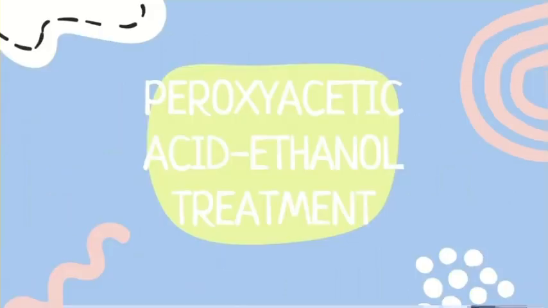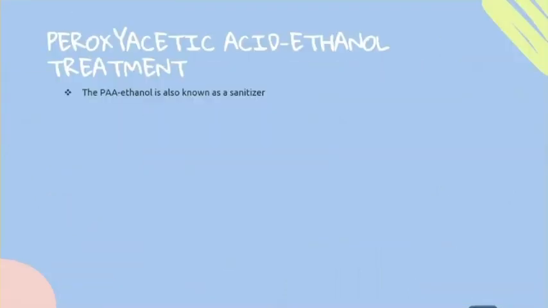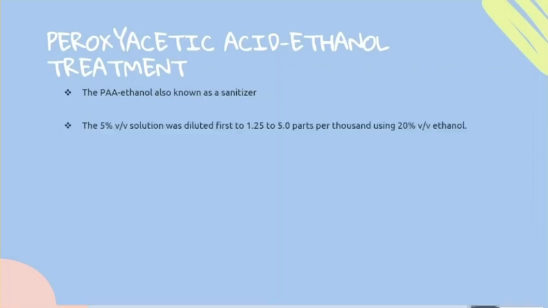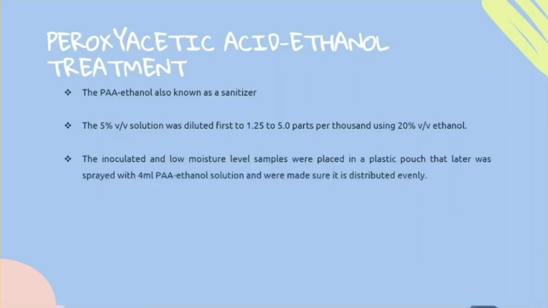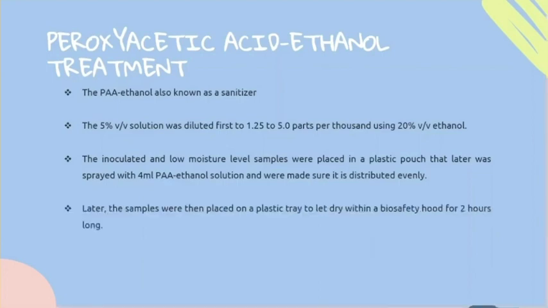The peracetic acid-ethanol treatment. This treatment is also known as a sanitizer. The solution, 5% volume per volume, was diluted first. The inoculated low moisture level samples were then placed in a plastic pouch that was later sprayed with 4 ml PAA ethanol solution. They make sure it is distributed evenly, and later the sample is placed on a plastic tray to dry within a biosafety hood for 2 hours.